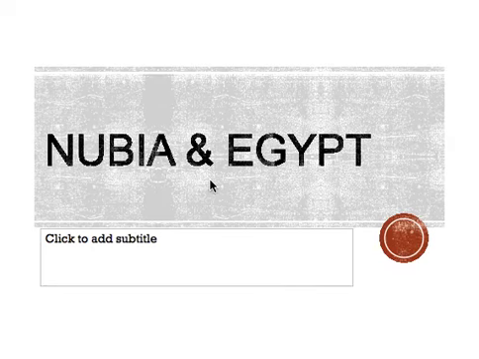This is Chapter 3, Lesson 3, over Nubia and Egypt. Before you start this chapter, you should have written down the vocabulary word independent along with the definition.